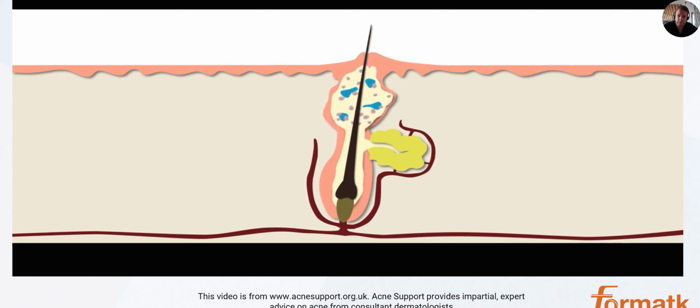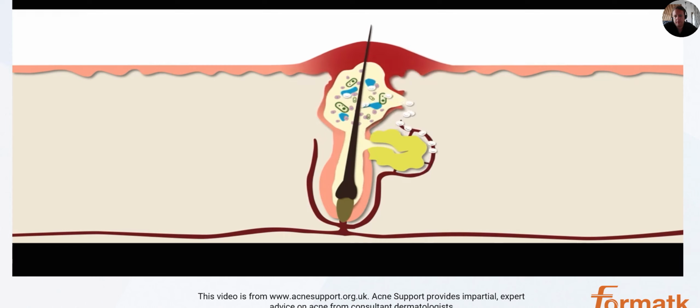Bacteria that live on your skin and inside your hair follicles find the oily blockage an ideal environment and begin to multiply. As the blockage grows, it can create a split in the hair follicle wall. White blood cells rush in to fight the bacteria inside of the blockage, causing inflammation of the surrounding skin and a pocket of pus to form, which is made up of dead white blood cells, bacteria, and other debris.